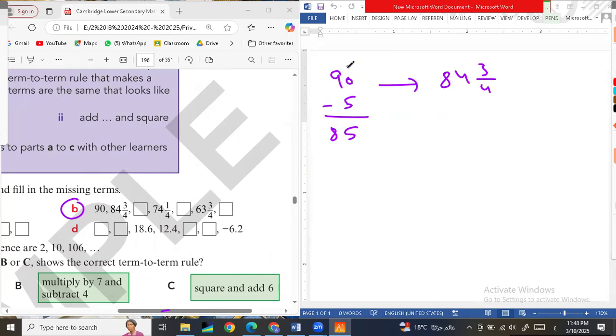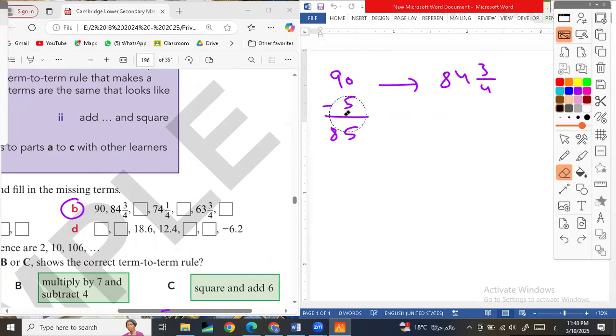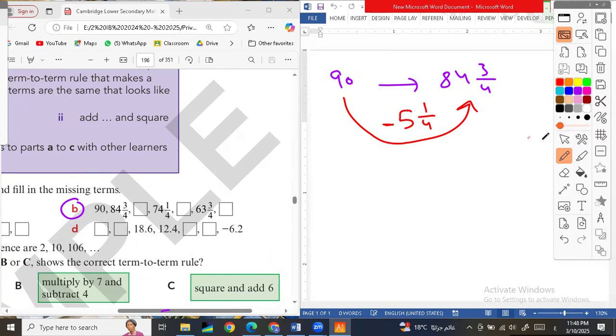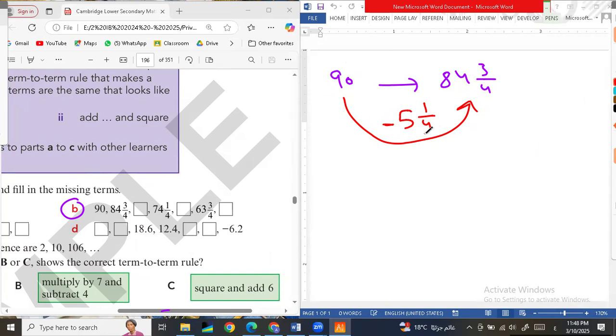So actually here, the term-to-term rule is that I minused 5 and what? And 1/4. You minus the 5 from the 90, it became 85. But no, it's not only 85. I minus also 1/4, so it became 84 and 3/4. Good? All right. But after that, what are we going to do? We're going to apply the rule. I know now that the term-to-term rule is minusing 5 and 1/4.